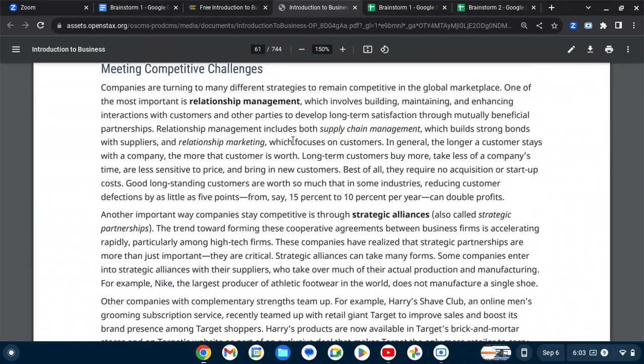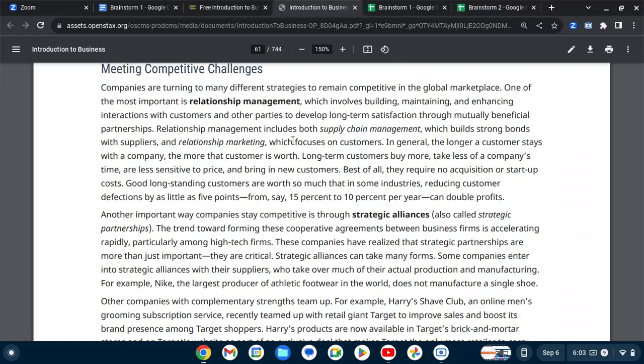Meeting competitive challenges. Companies are turning to many different strategies to remain competitive in the global marketplace. One of the most important is relationship management, which involves building, maintaining, and enhancing interactions with customers and other parties to develop long-term satisfaction through mutually beneficial partnerships. Relationship management includes both supply chain management, which builds strong bonds with suppliers, and relationship marketing, which focuses on customers.